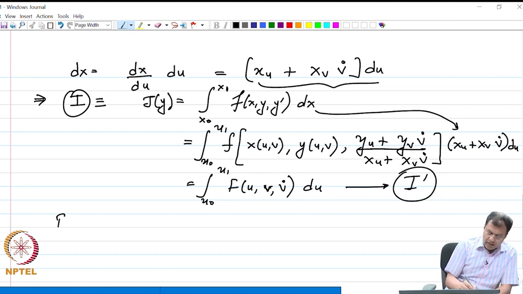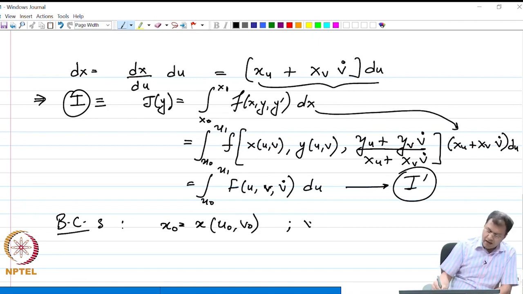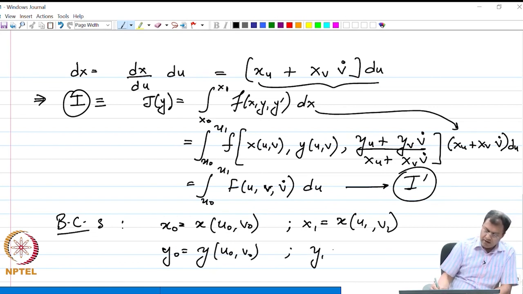Then we also have to change the boundary conditions. My new boundary conditions are x naught is equal to x of u naught, v naught, and my x 1 is x of u 1, v 1. I am directly using the coordinate transformation to figure out the boundary conditions in this case. And similarly, my y naught is y of u naught, v naught, and my y 1 is y of u 1, v 1.